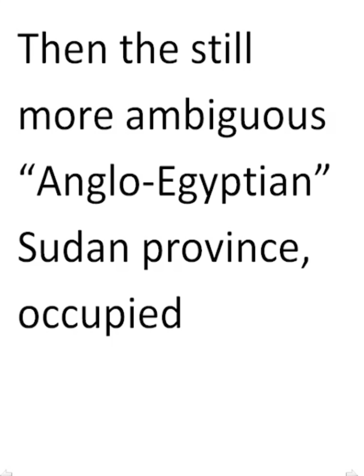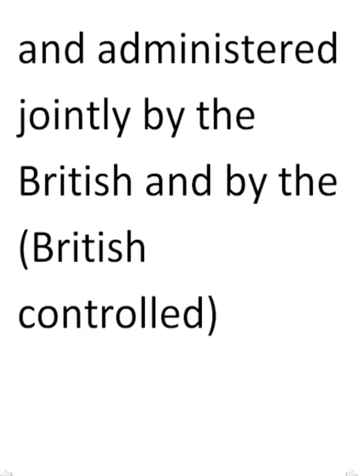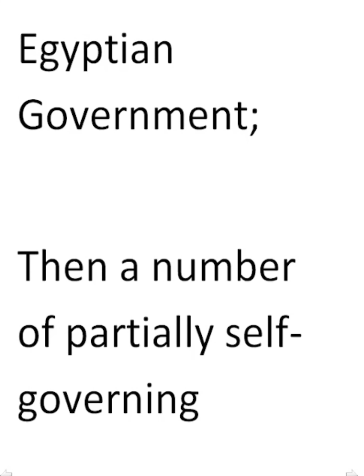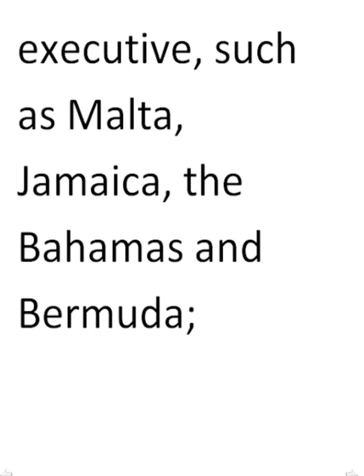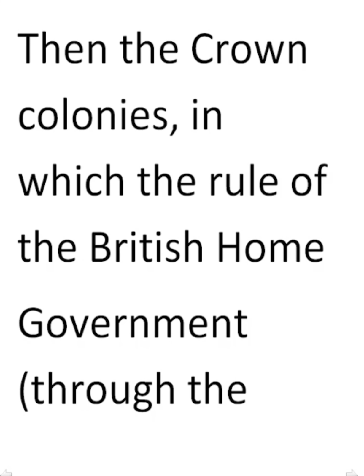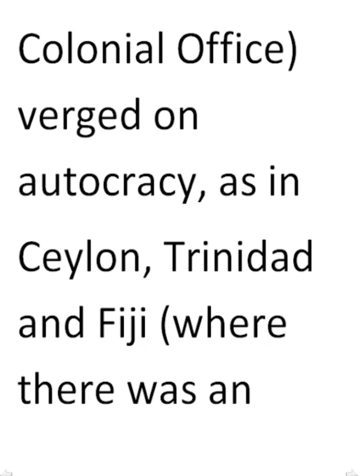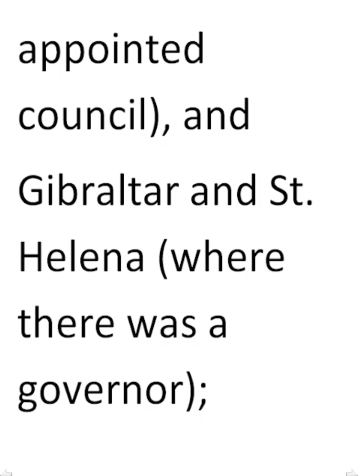Then the still more ambiguous Anglo-Egyptian Sudan province, occupied and administered jointly by the British and by the British-controlled Egyptian government. There are a number of partially self-governing communities, some British in origin and some not, with elected legislatures and an appointed executive such as Malta, Jamaica, the Bahamas and Bermuda. Then the Crown colonies, in which the rule of the British home government through the Colonial Office verged on autocracy, as in Ceylon, Trinidad and Fiji, where there was an appointed council, and Gibraltar and St. Helena, where there was a governor.